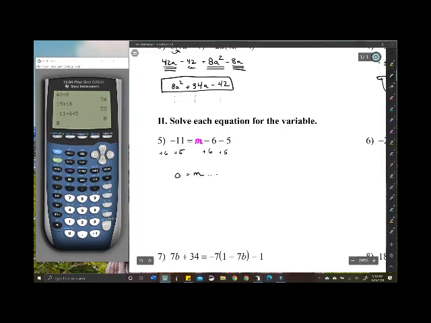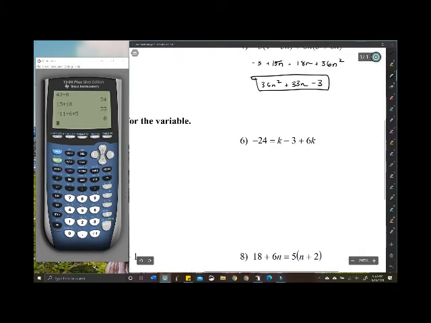And really, I mean, you don't have to, but you can certainly check your work. Negative 11 equals 0 minus 6 minus 5. That was a pretty easy one to start out here. Negative 11 equals negative 11. Good to go. Okay, so 0 equals m.